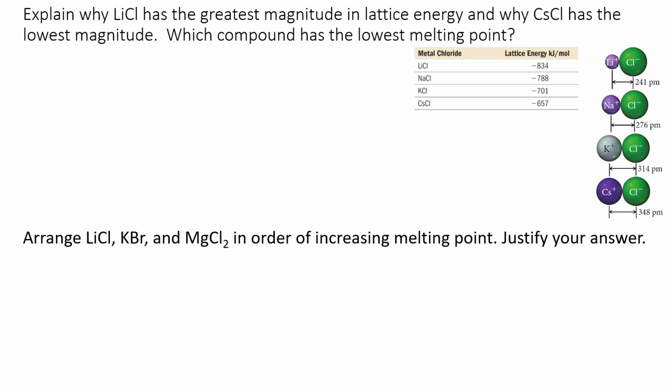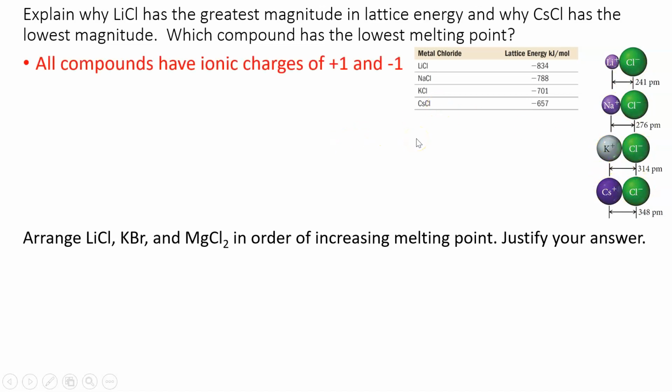All right, in this one, we're explaining why lithium chloride has the greatest magnitude of lattice energy and why CsCl has the lowest magnitude of lattice energy. Which compound has the lowest melting point? So as we compare these, they each seem to have the same charges, +1, -1. So we've got to compare something else. Since they all have the same ionic charges, we need to compare their radii.